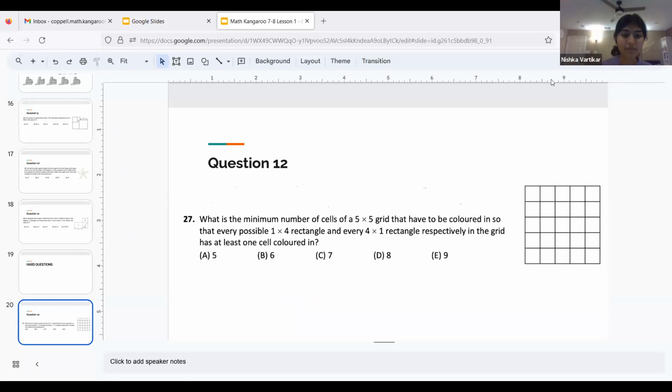Okay, what is the minimum number of cells of a 5 by 5 grid that have to be colored in so that every possible 1 by 4 rectangle and every 4 by 1 rectangle, respectively, in the grid has at least one cell colored in? I think a sheet of paper would be really useful for this one. I think I have an answer.